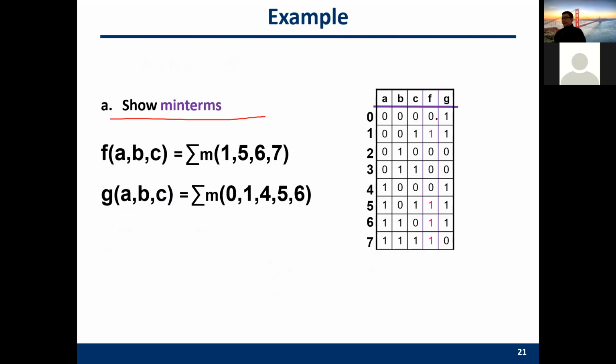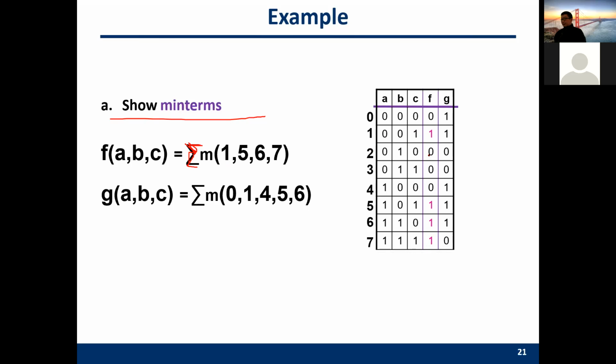The minterm here is the row that generates 1. Of course, the minterm can be represented by M, and then we have the sum of M. For each M, we need to record the index here. For function F, since the first row generates 0, we cannot use the first row. We only list all the rows that can generate a 1 output. The second row, yes, because this is 1.